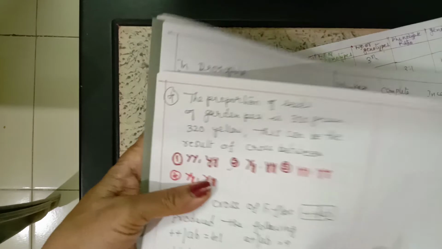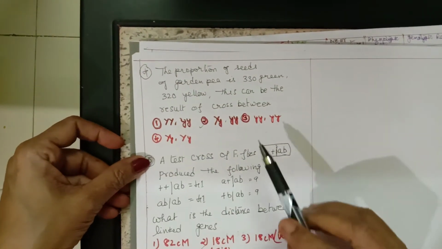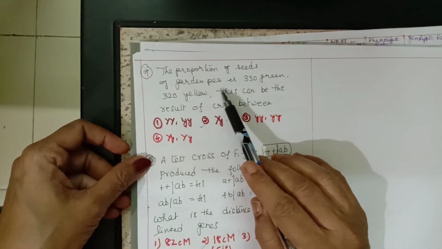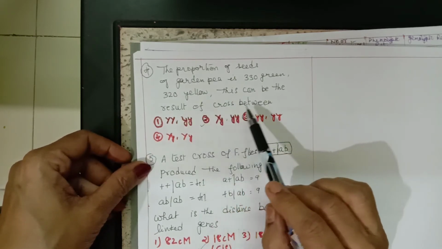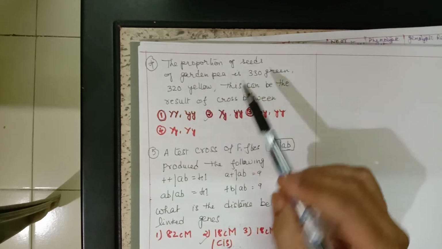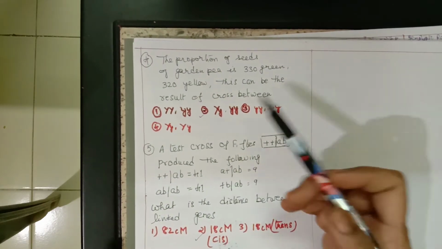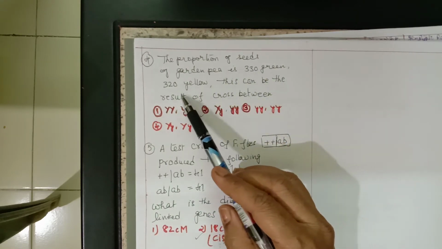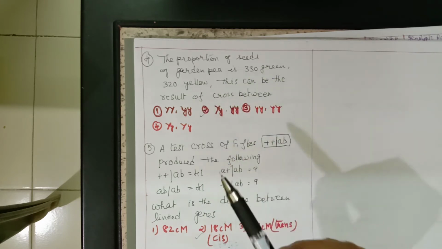The next question: the proportion of seeds of garden pea is 330 green, 320 yellow. This can be the result of the cross between... So here we are finding almost a 1:1 ratio. We are getting a 1:1 ratio in this number, and it is only one character. So we can consider it as a monohybrid test cross.